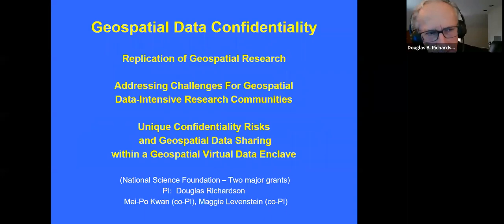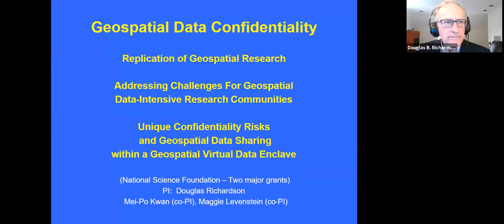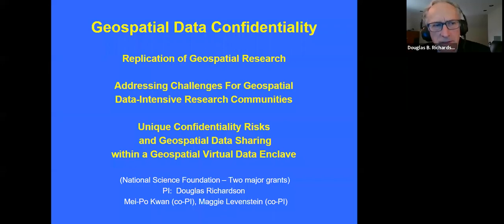There are some good things happening around this area, and that is there's quite a bit of research going on in trying to find solutions for data privacy, data confidentiality issues. I've been working with the team through three NSF grants to try to build up a geospatial virtual data enclave within which confidential data could be archived, but also could be analyzed within a safe environment.